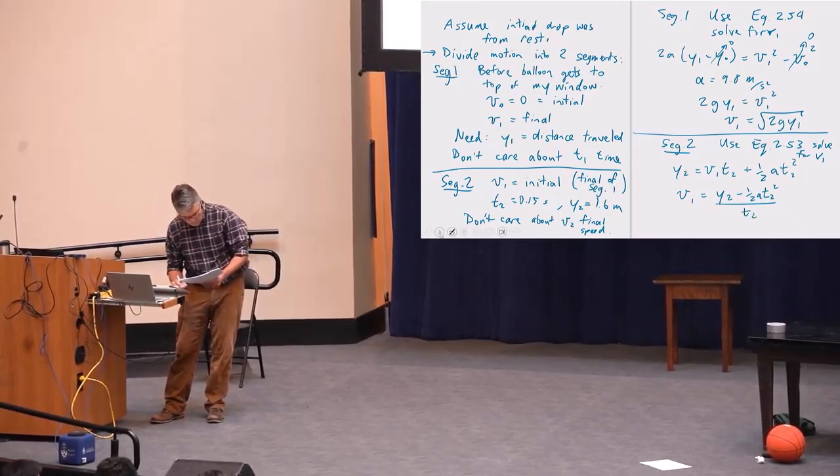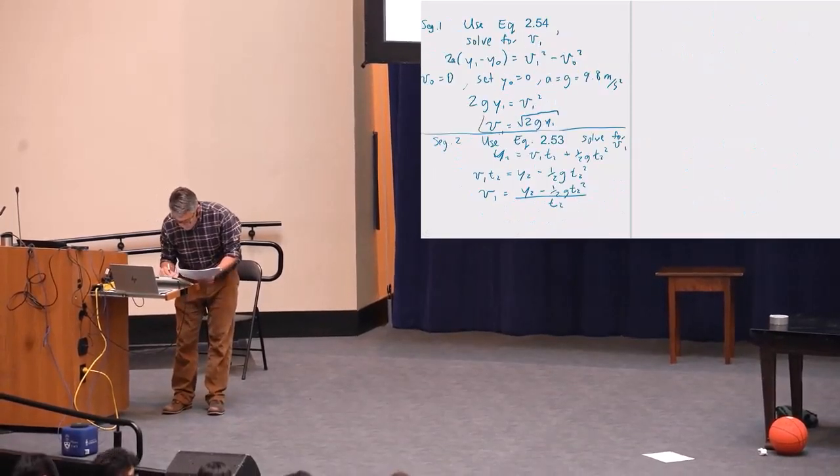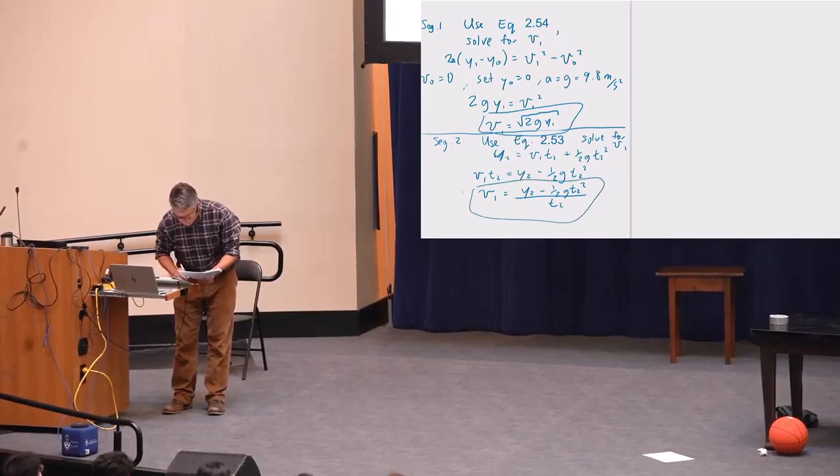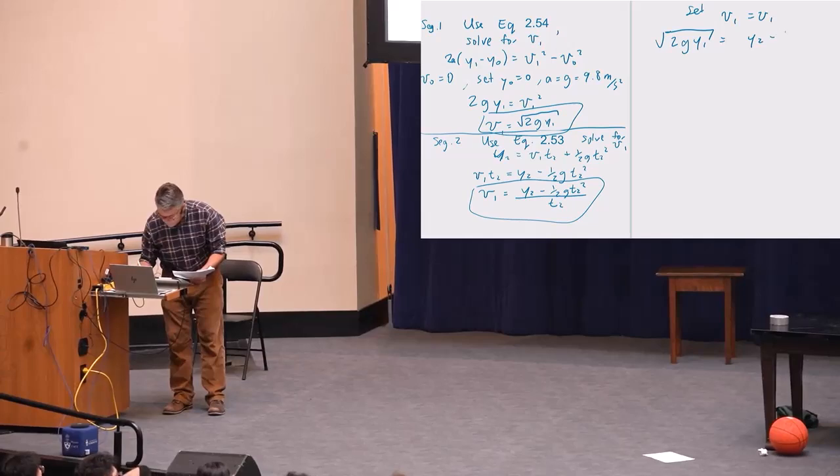So we've got this equation, and we've got this equation, both for v1. So I'm just going to set v1 equal to v1, depending on what we got it from. The square root of 2 times g times y1 is equal to (y2 minus 1/2 a t2 squared) divided by, that's t2, by the way, divided by t2.